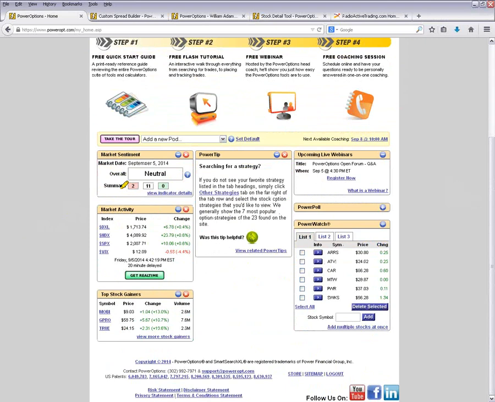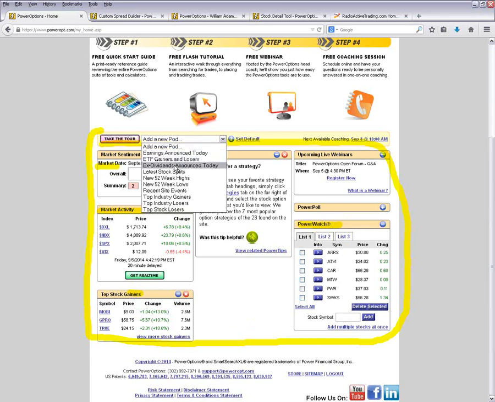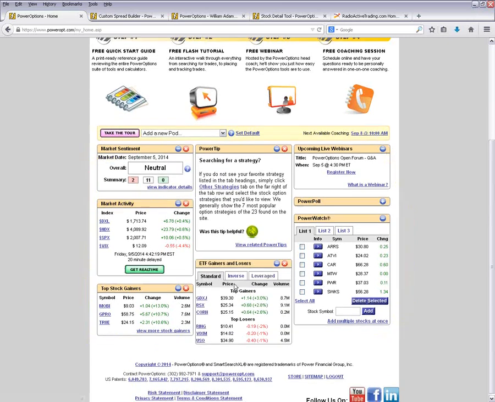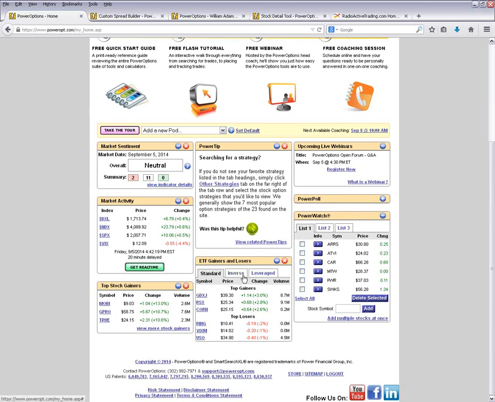This is the webinar account, it's not my actual account, but this is the same process. I essentially have these data pods set up pretty much the same way on my personal account. Market sentiment tool, market activity pod, top stock gainers, and usually, sometimes I don't, the power watch list. On my personal account I also have new 52-week highs, and the ETF gainers and losers. I usually have that on there too. It's kind of the same thing as what we're going to look at in a minute.